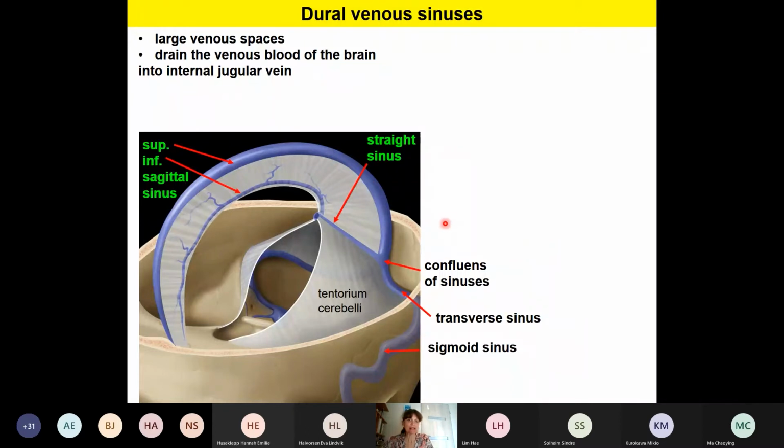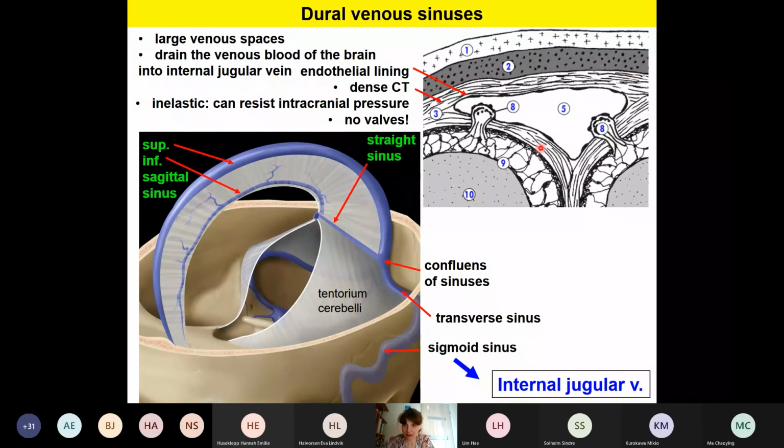In this picture, you can see the largest venous sinuses, the dural sinuses. These are large venous spaces actually formed by the dura mater, which drain the venous blood into the jugular vein. As you can see in this schematic drawing, these dural sinuses are also lined by endothelium, but otherwise the wall is formed by dense connective tissue like the wall of the dura, and this is inelastic and that's why it can resist the intracranial pressure caused by the brain, the cerebrospinal fluid, and the vessels.